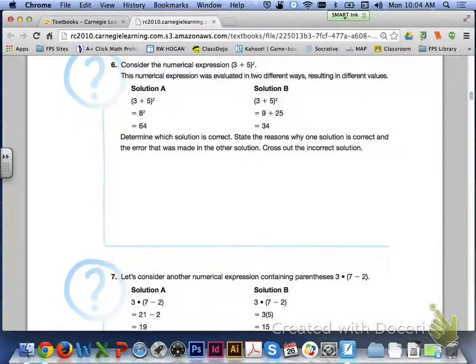Let's take a look at number 6 at the top of page 468. It says, consider the numerical expression, the quantity of 3 plus 5 squared. This numerical expression was evaluated in 2 different ways, resulting in different values. Take a look at solution A and solution B. It says to determine which solution is correct and state the reason why one solution is correct and the error that was made in the other solution. So go ahead and do number 6.